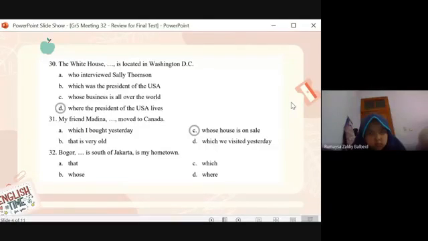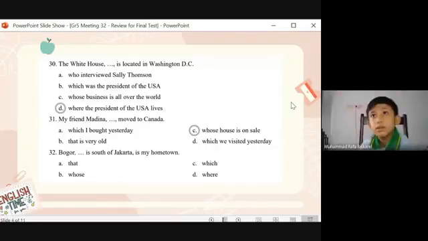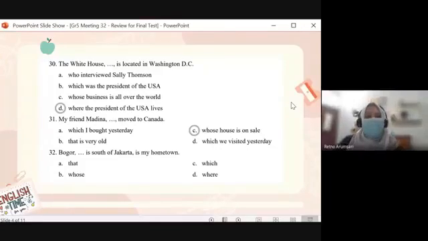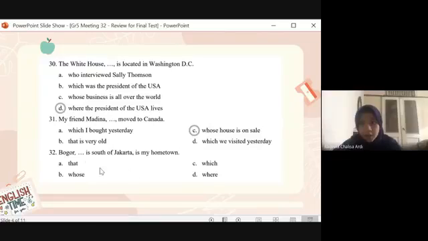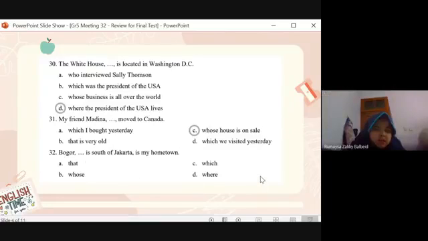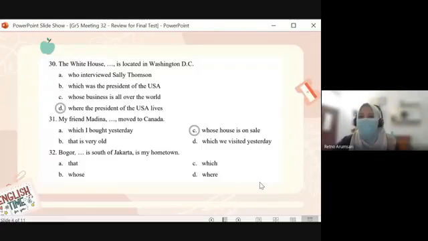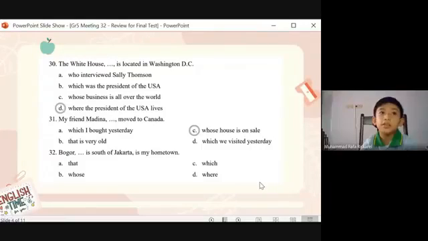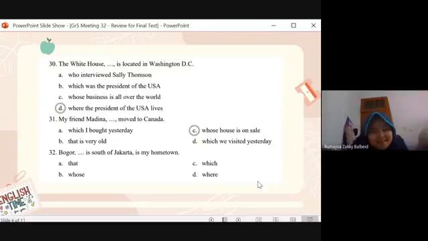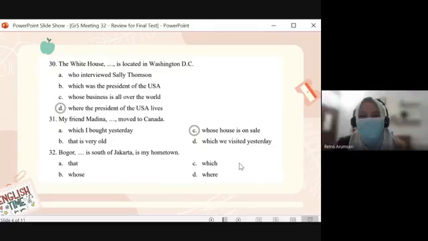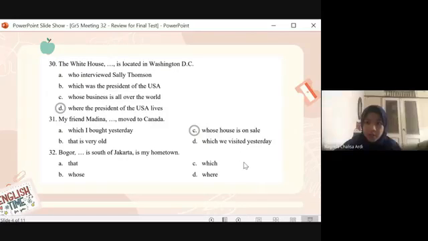Number 32. Bogor. Do you know Bogor? Bogor, blah blah blah, is south of Jakarta. Is my hometown. What to fill in there? C. Where is south of Jakarta? That doesn't make any sense. All right. C.